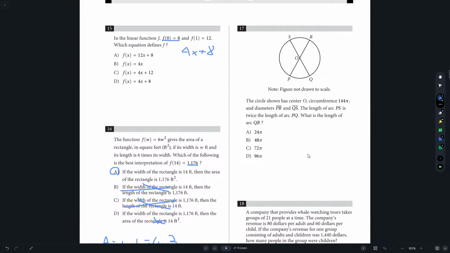The circle shown has center O, circumference 144 pi, and diameters PR and QS. The length of arc PS is twice the length of arc PQ. What is the length of arc QR? So circumference is equal to 2 pi r. In this case it's 144 pi. So the radius is 72.